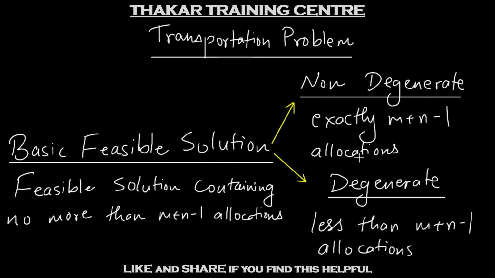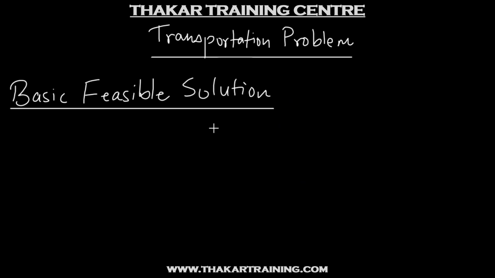When there are exactly m plus n minus 1 allocations, it is a non-degenerate basic feasible solution. And when the number of allocations is less than m plus n minus 1, it is a degenerate basic feasible solution. Now the objective of the transportation problem is to minimize the total transportation cost. So we always try to optimize the solution. Now the requirement for a solution so that it can be optimized is that it should be a basic feasible solution that will satisfy the following conditions.